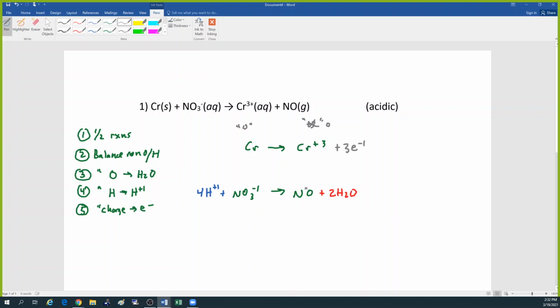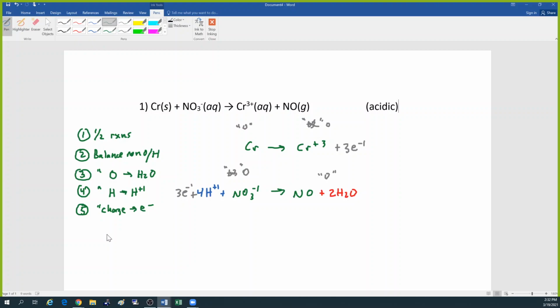Down here, the right side is all neutral. On this side, there's 4 plus and a -1, so right now this side is +3. Same argument: we need 3 electrons on this side. And now this becomes neutralized. So that's the main first chunk.